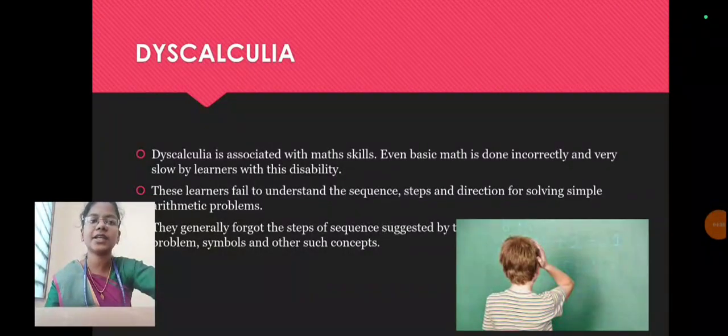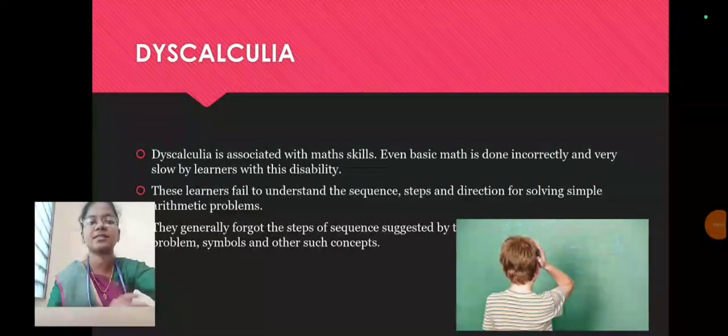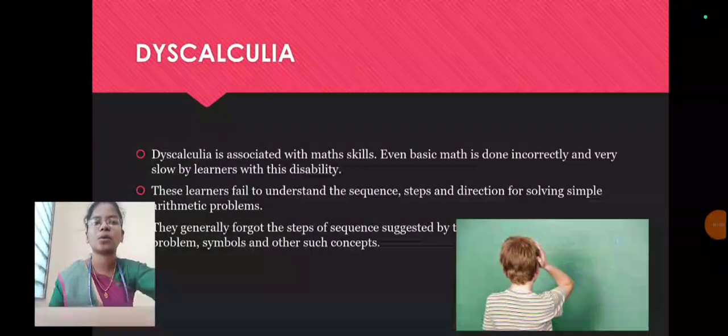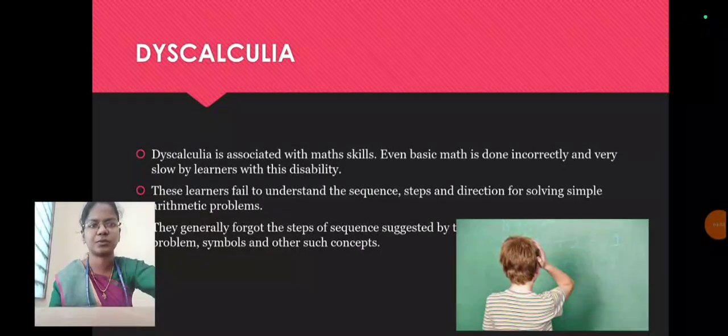Dyscalculia. From the word calculia, we can identify it as maths, so it's associated with math skills. Even basic maths is done incorrectly and slowly by learners with this disability. These learners fail to understand the sequence and the steps, so even simple arithmetic problems they won't be able to grasp. They generally forget the steps of sequence suggested by the teacher, the problem, symbols and other such concepts.